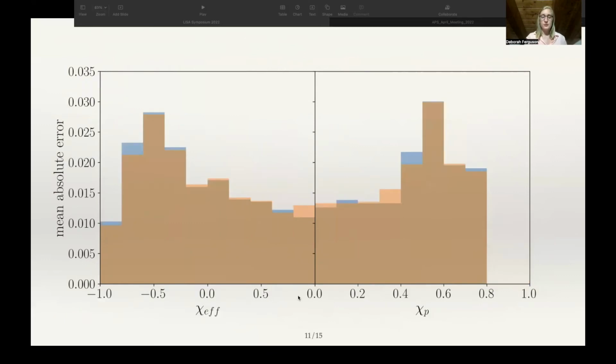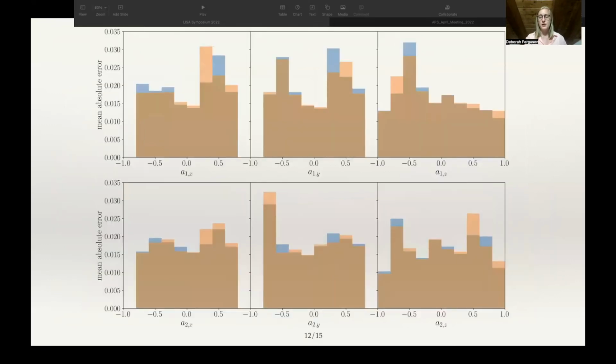This shows the errors for chi-effective and chi-precessing. And you can see that for positive chi-effective, the errors are actually pretty decent. But for negative chi-effective, we see this spike around negative 0.5. And then in the second plot, we see chi-precessing, and we see that as you increase the precession, you increase the error, which is consistent with the fact that we have fewer precessing training simulations. So it makes sense that the error grows.